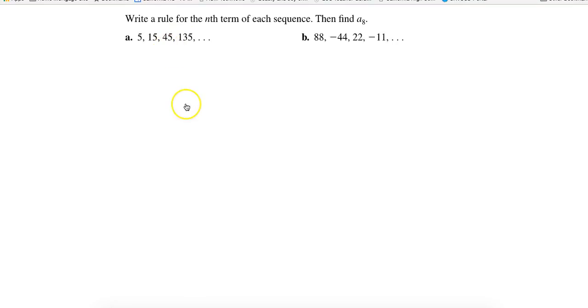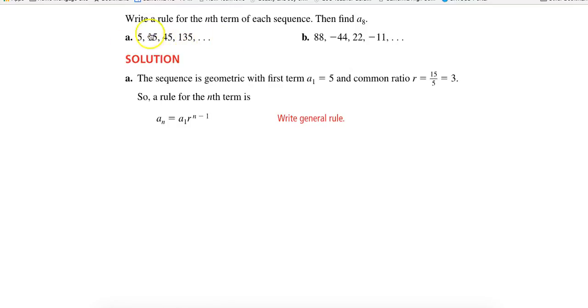Let's look back at our problems. We want to write a rule for the nth term of our sequence. Then after that, we want to find the 8th term in our sequence. So let's look at our first steps. As I was saying, we know how to figure out our ratio, and our ratio is r. So the first thing we need to do is figure out the terms that we need to write our nth term formula. Your general rule, you always want to write this down first. Your general rule is the nth term formula equals a sub 1 times r to the n minus 1 power.